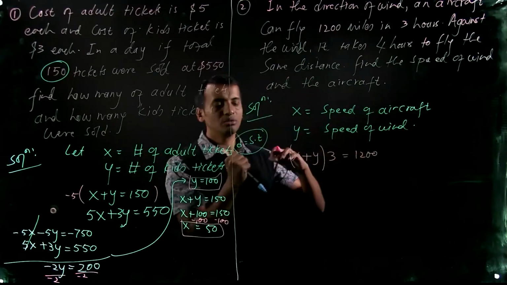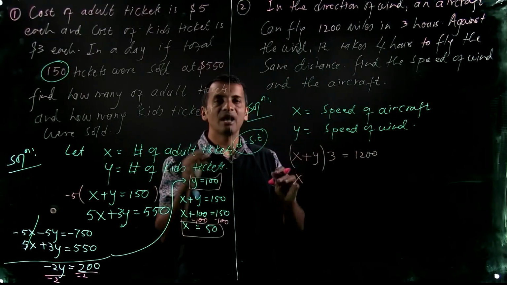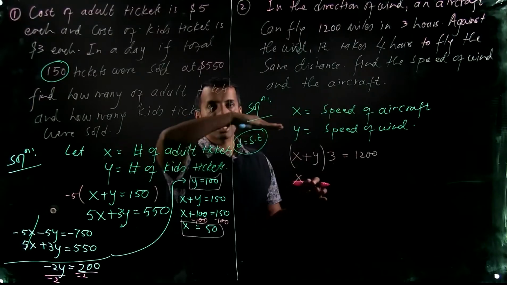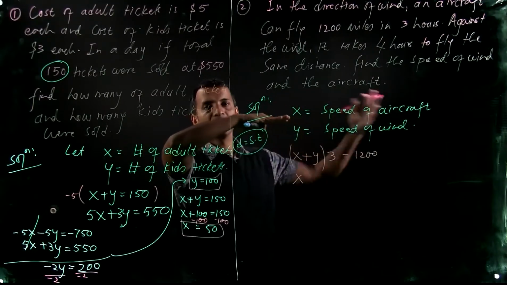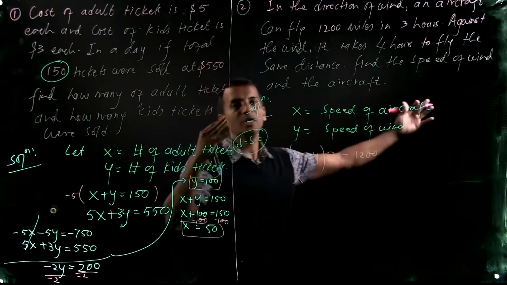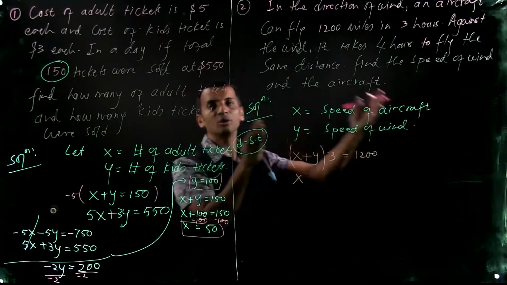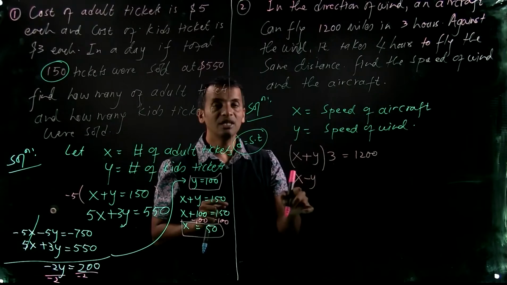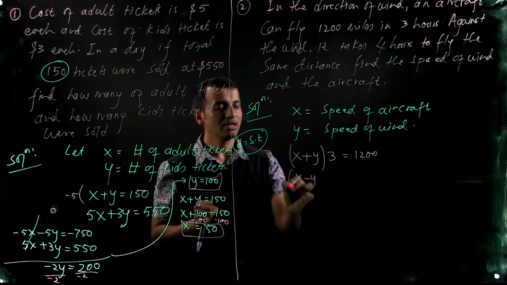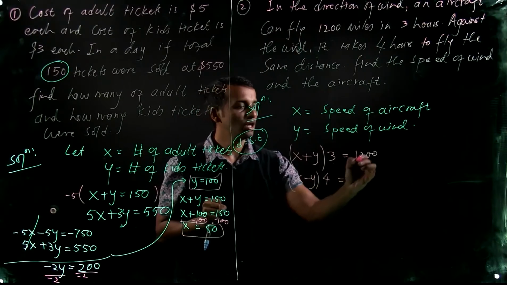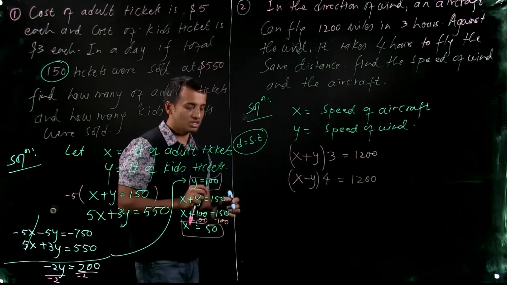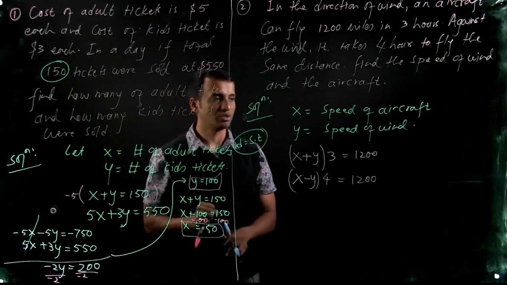In the direction opposite to the wind, the aircraft is flying at a speed of x miles per hour, but the wind is flowing at a speed of negative y, because the wind is trying to push the aircraft backward. So it is negative y. So that is the net speed of the aircraft, okay? And it takes 4 hours to cover the same 1200 miles. Now we have the two equations, and we want to solve them.